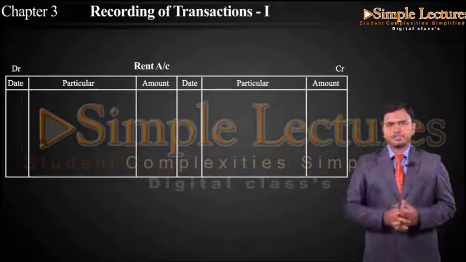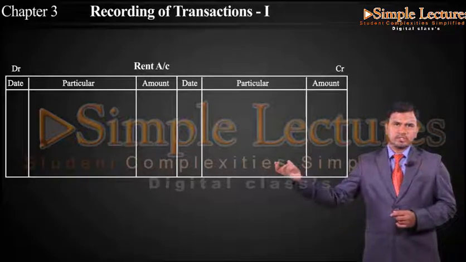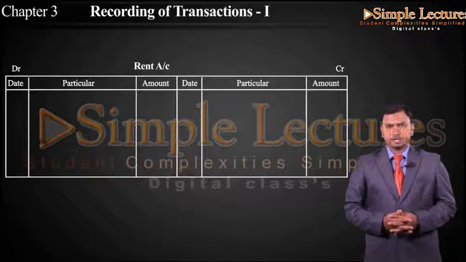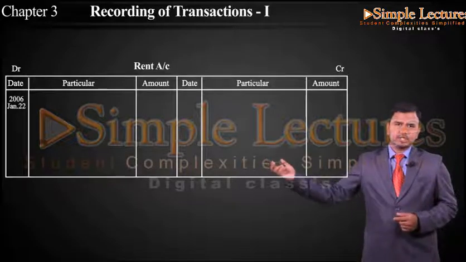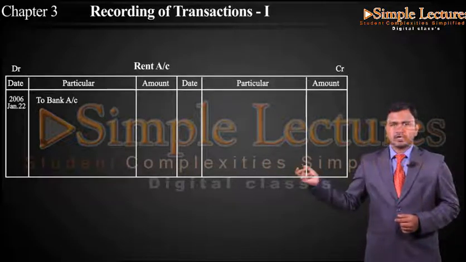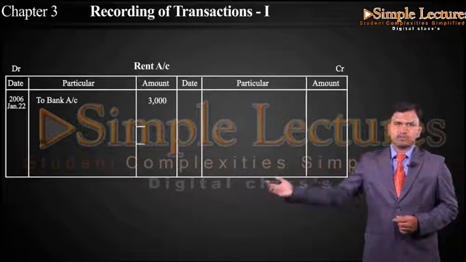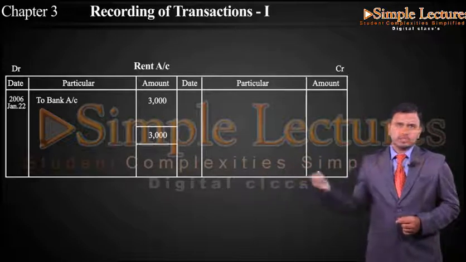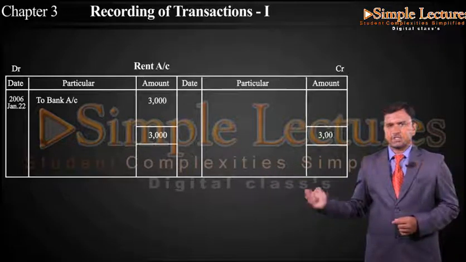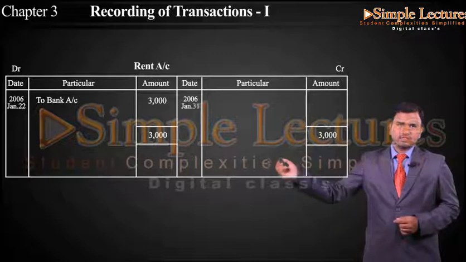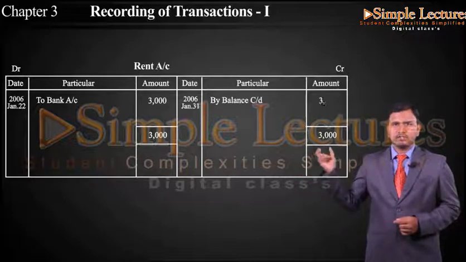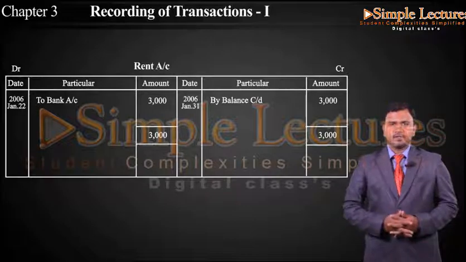Where rent is debited, that should be posted to the debit side of the rent account. So the date will be Jan 22nd to bank account 3,000. Then the total of the debit side is 3,000, the same total on the credit side 3,000, and above that Jan 31st by balance carried down 3,000.